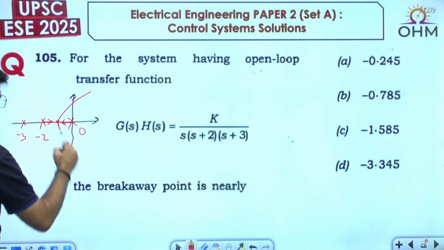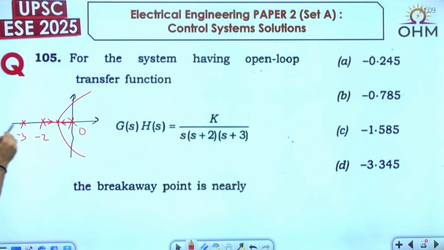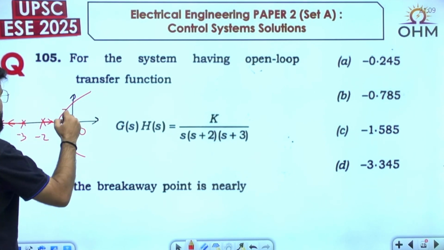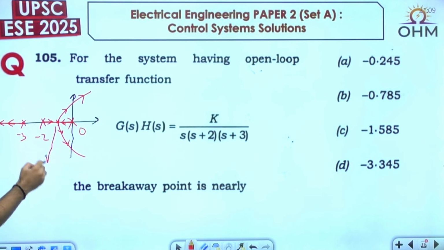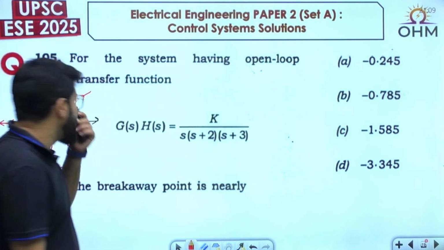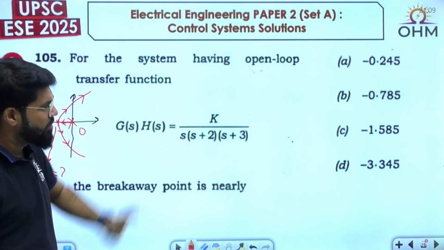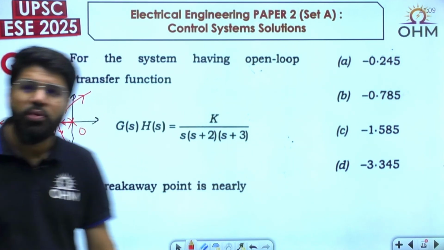After this, this is how the root locus will complete. One branch will start from minus 3 and travel along the negative real axis based on the direction of asymptote. This is how the root locus will actually look. You don't have to draw the root locus, but the question is this breakaway point, which has to be between 0 and minus 2. There are multiple options between 0 and minus 2, so how are you going to calculate?